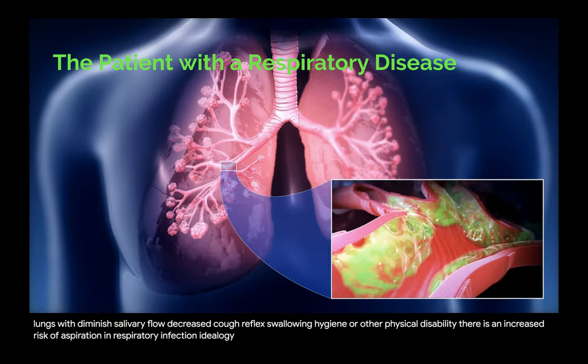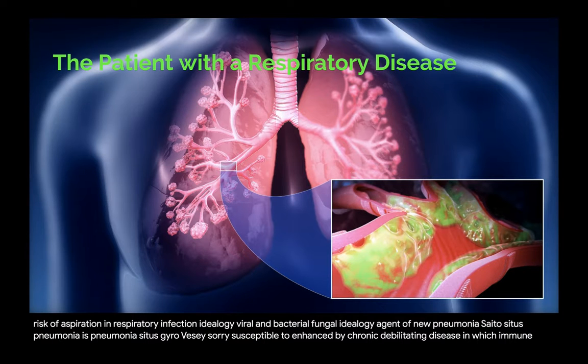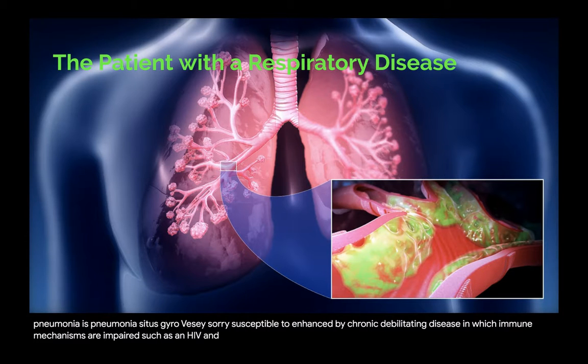Etiology: viral and bacterial. Fungal etiology: the agent of Pneumocystis pneumonia is Pneumocystis jirovecii. Susceptibility is enhanced by chronic debilitating disease in which immune mechanisms are impaired, such as in HIV and AIDS. Symptoms: fever greater than 100.4 degrees Fahrenheit, productive cough, chest pain, shortness of breath, visible on chest x-ray.